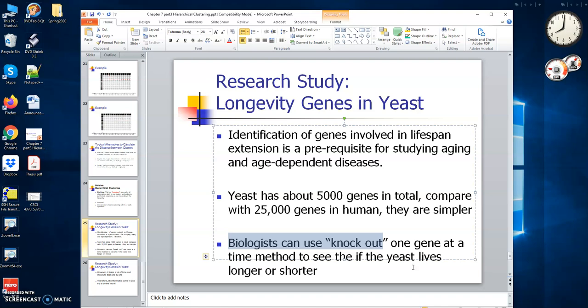and then that yeast is born without that gene. And then they try to keep track of when they knock out this gene, does this yeast live longer or live shorter or has no change? If there's no change, that means this gene is not related to their longevity. And if the yeast lives longer or shorter, then that means this gene is related to their lifespan. So that's what biologists do.